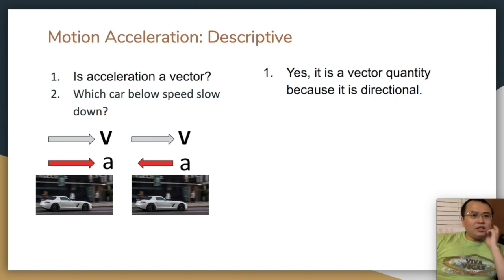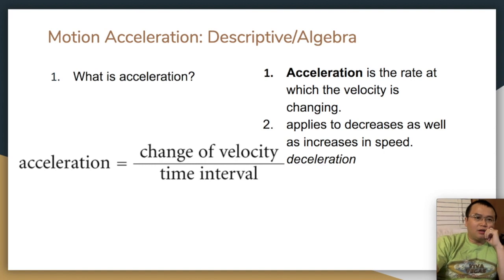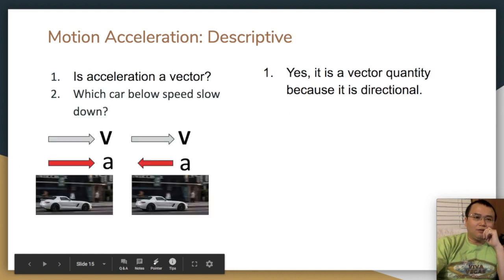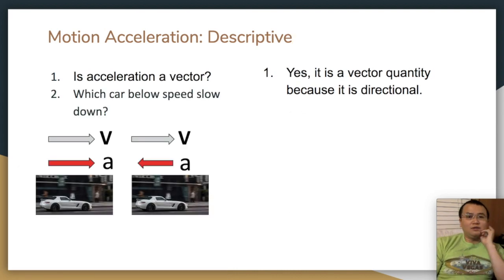Now, is acceleration a vector? And the answer is yes. It is a vector quantity because it is directional. Okay, if you look back at the algebra of acceleration, it is the change in velocity over time, and velocity is a vector, so therefore acceleration is a vector.